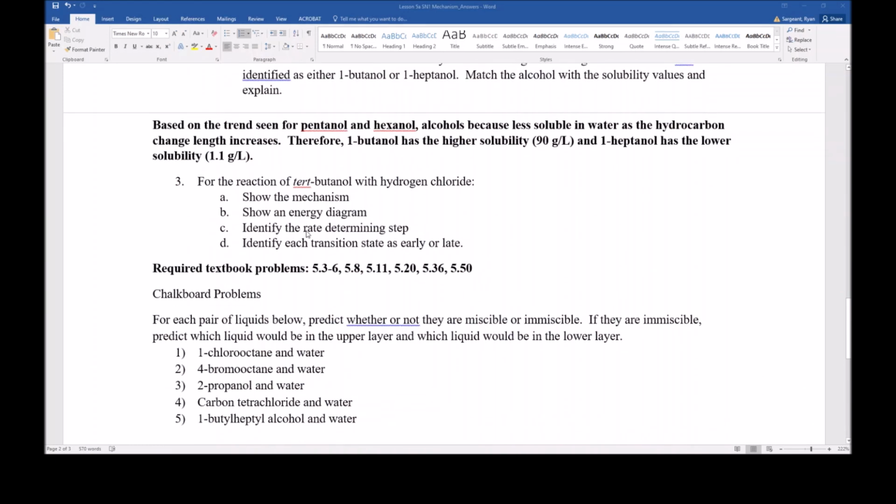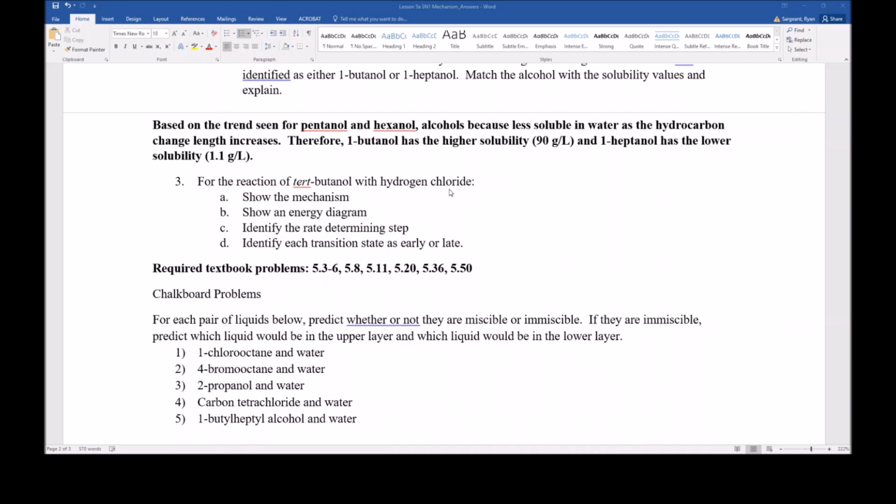Okay, last question. And this question is actually kind of the big picture, the focus of this particular lesson. Now that you've hopefully gotten a feel for the physical properties of alkyl halides and alcohols, let's look at what happens when we convert an alcohol into an alkyl halide. And that's exactly what happens when you mix tert-butanol with hydrochloric acid.